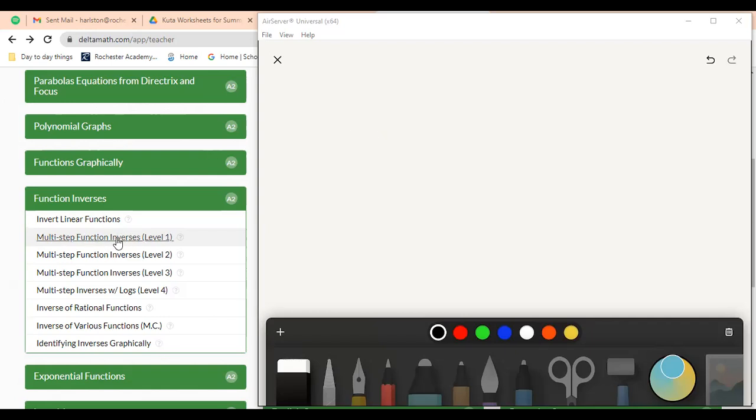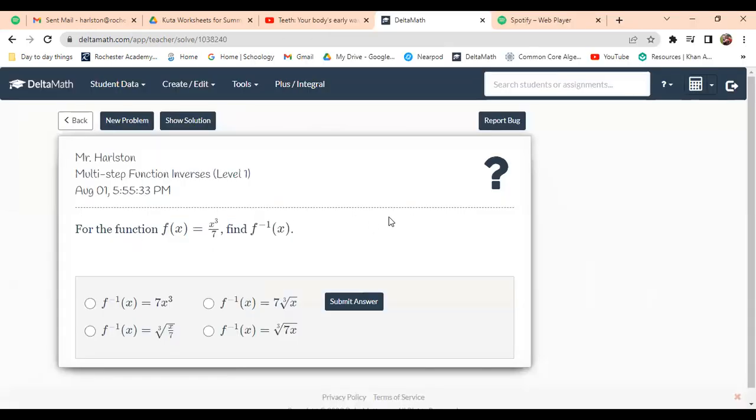So I'm here on DeltaMath, and I'm going to start with the multi-step function inverses level 1. All right, so the first thing you see here is you have the function f of x. As I'm doing this, I'm writing this down on my iPad so I can show you what I'm going to do, x cubed over 7, and then they want us to find the inverse.